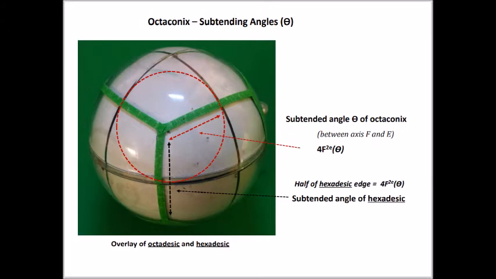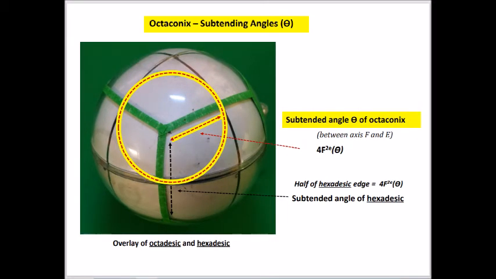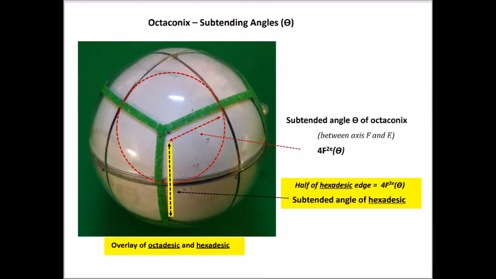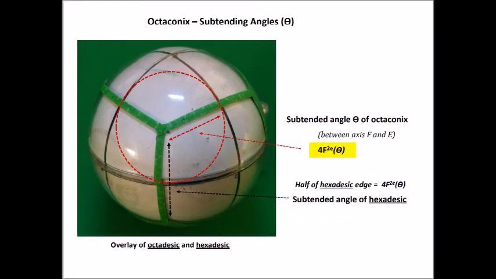I'll use this diagram to illustrate the subtended angle of the octaconix. The diagram consists of an overlay of 2 structures seen earlier, the octadecic and hexadecic, for which we've already derived their subtended angles. It turns out that the subtended angle of the octaconix is 1/2 of the subtended angle of the hexadecic, as seen here. The nomenclature used here is as follows. The subtended angle theta of the octaconix is a property of the harmonic note 4F upper 2E.